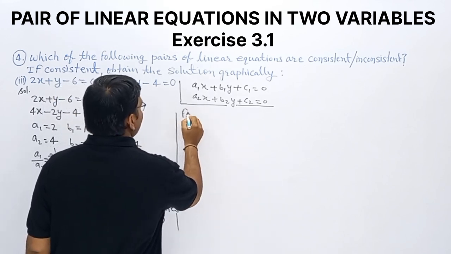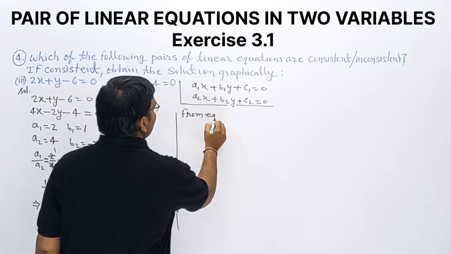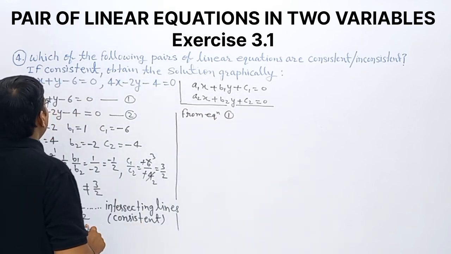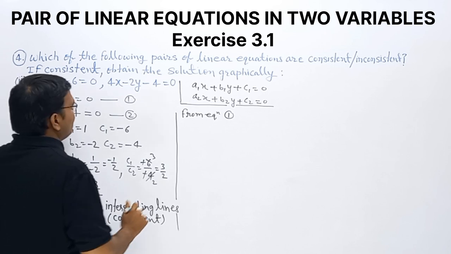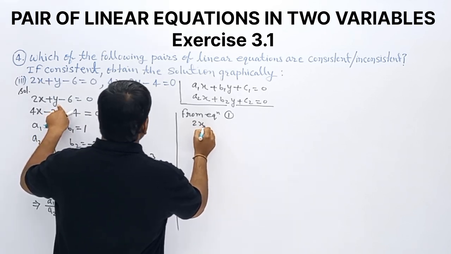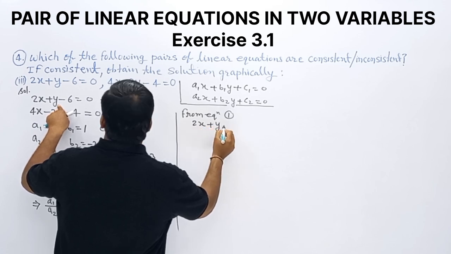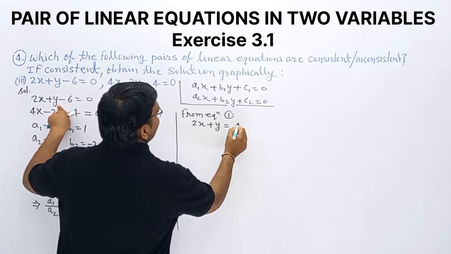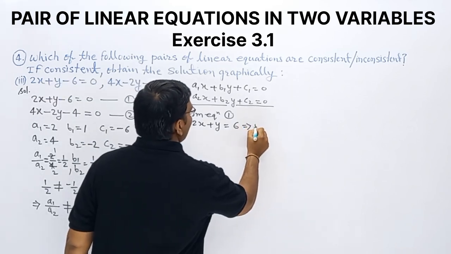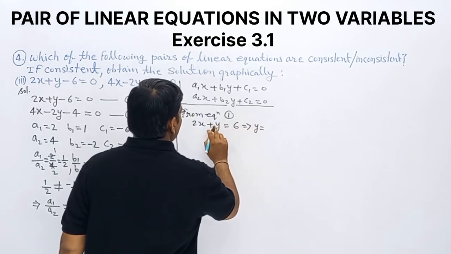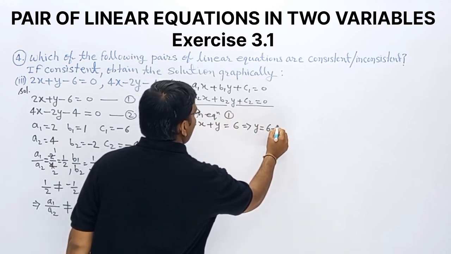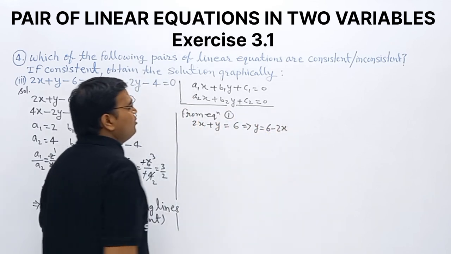From equation 1, what about the value of y? Equation 1 is 2x plus y equal to 6. This is equation number 1. From this, the value of y can be written by transposing this term to the right, and we get 6 minus 2x.